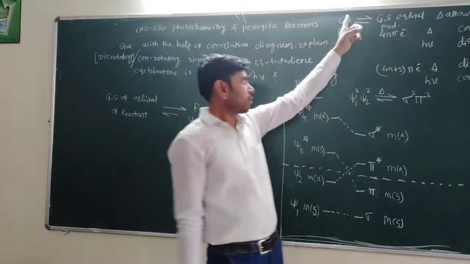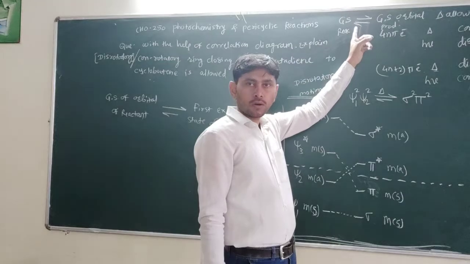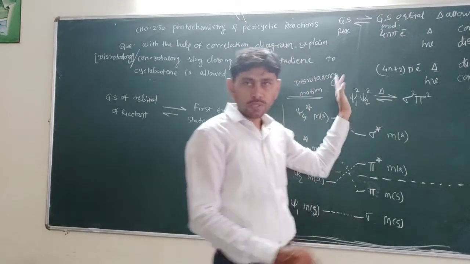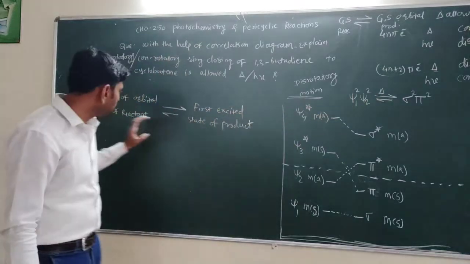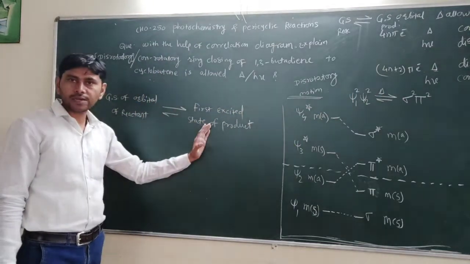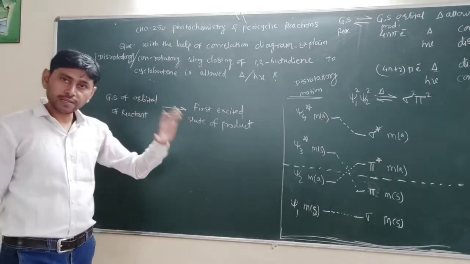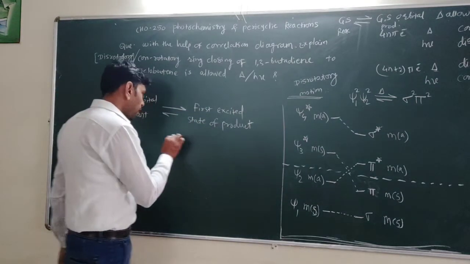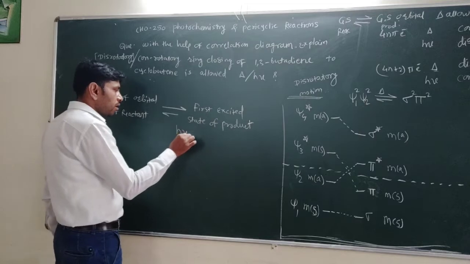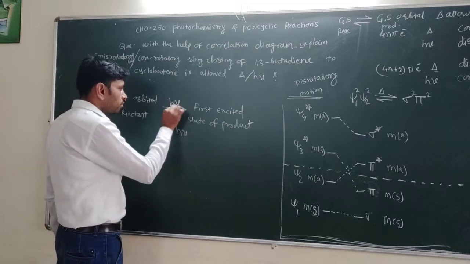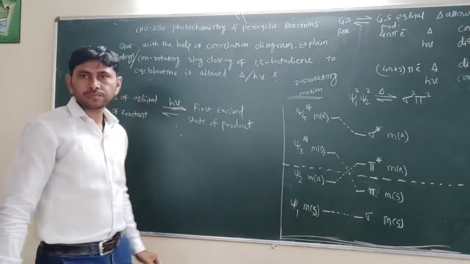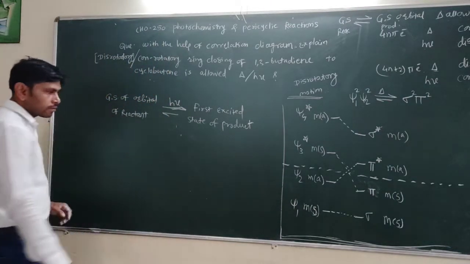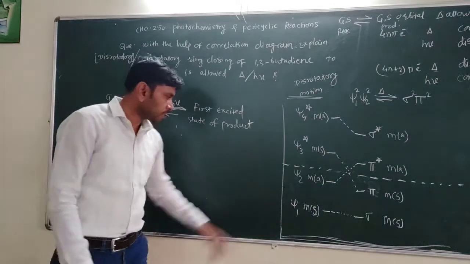Now what happened here? Ground state orbital of reactant is correlated with ground state orbital of product. Ground state relation, and here ground state excited state relation. When such condition occurs, when the excited state is involved, then it must be a photochemically allowed reaction. So such reaction is allowed photochemically. It is represented by h nu, photochemically allowed reaction. Now how can we show correlation here?